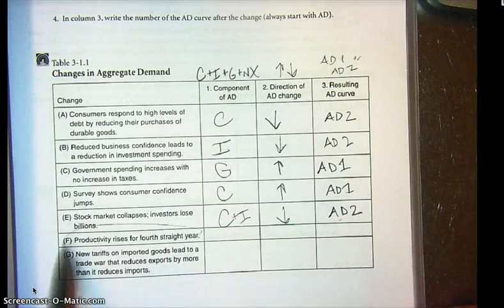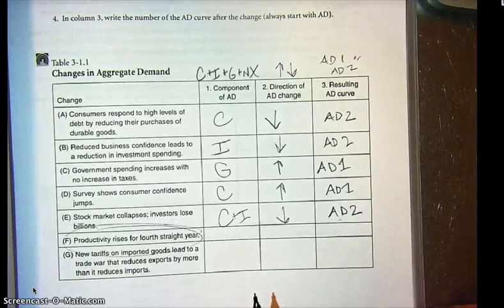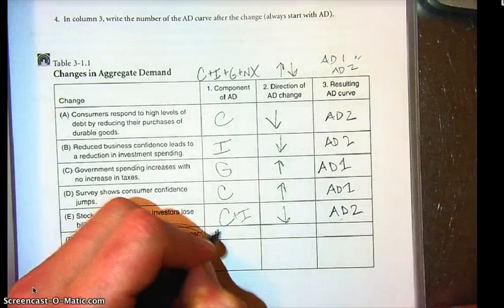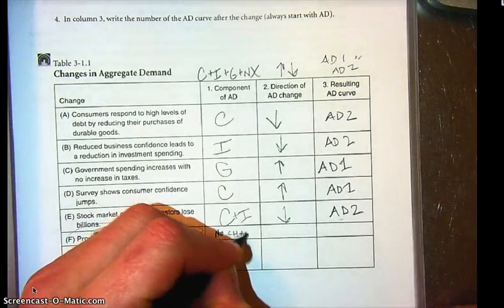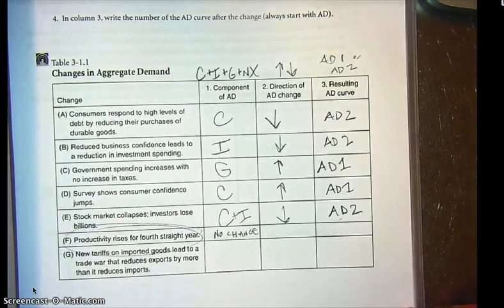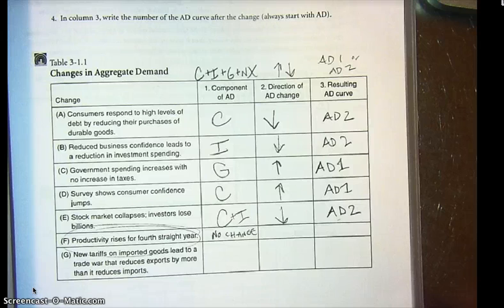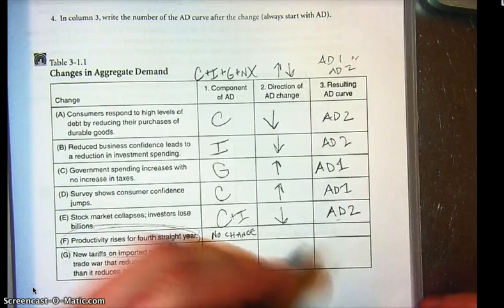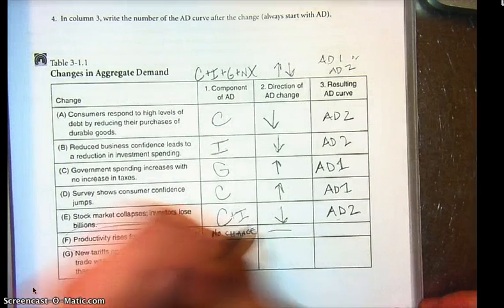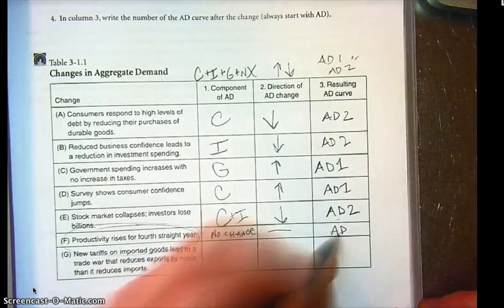Productivity rises for a fourth year. Here's the tricky one, okay? This is no change because this does not affect consumption, investment, government spending, or net exports. It's going to be a change in aggregate supply, and we will talk about that later. So, no change, and it just stays at aggregate demand.